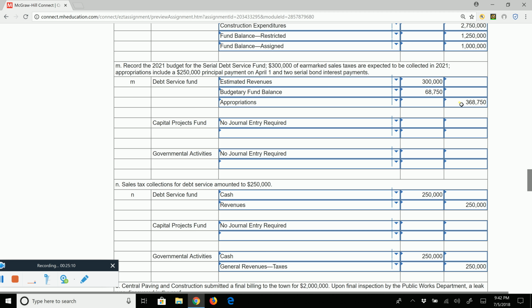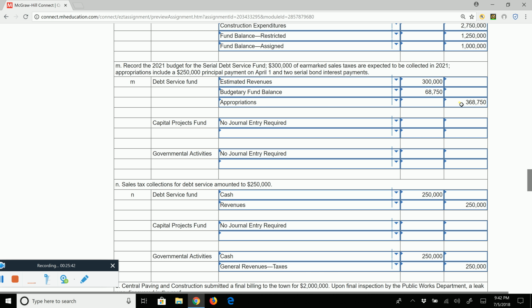All right, so that $368,750 is made up of three pieces. Piece number one, $250,000 principal payment. Piece number two, the interest payment on April 1st. Well, the interest payment on April 1st is as follows. $2.5 million times 5% for a half a year. That's $62,500.